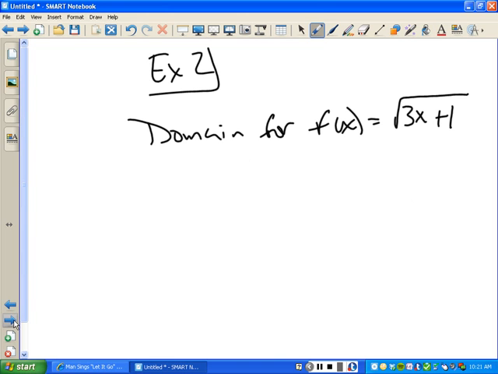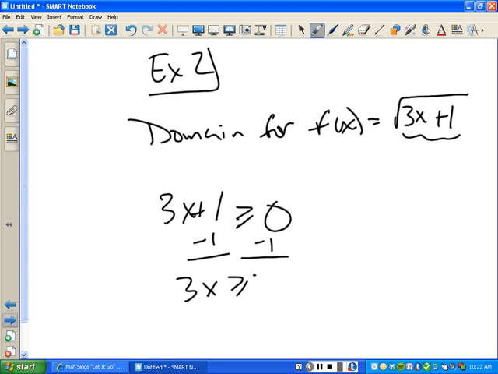The next one, what are you going to do? Set 3x plus 1 greater than or equal to 0. So add 1 or subtract 1, subtract 1. 3x is greater than or equal to negative 1. Divide by 3, divide by 3. Negative 1/3 to infinity.